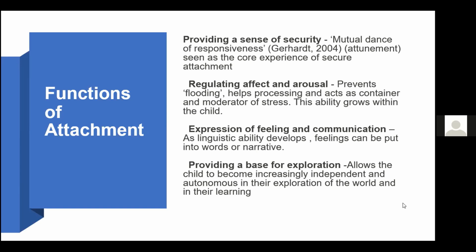Another key function of attachment is around our expression of feeling and communication. So the adult will do things like comment on their own experiences and label these, and that encourages the child to develop this skill. So they're developing their own language skills through that interaction, and they're also beginning to recognise their emotions. Through that labelling that we do of emotions, they're also able to begin to put feelings into words, and to label those.